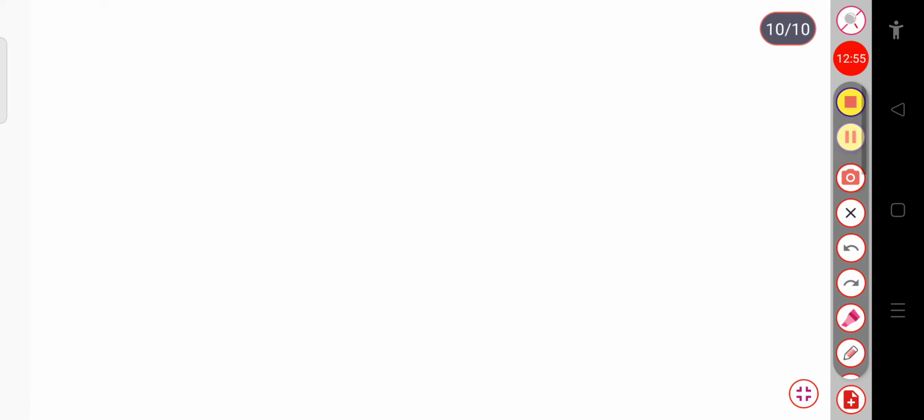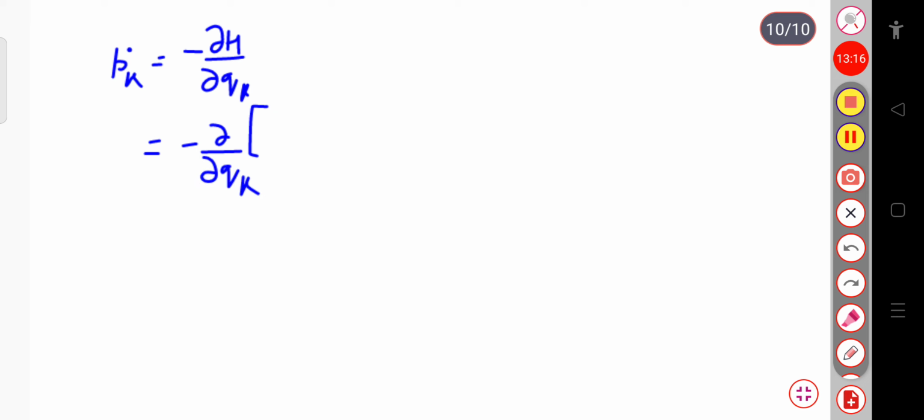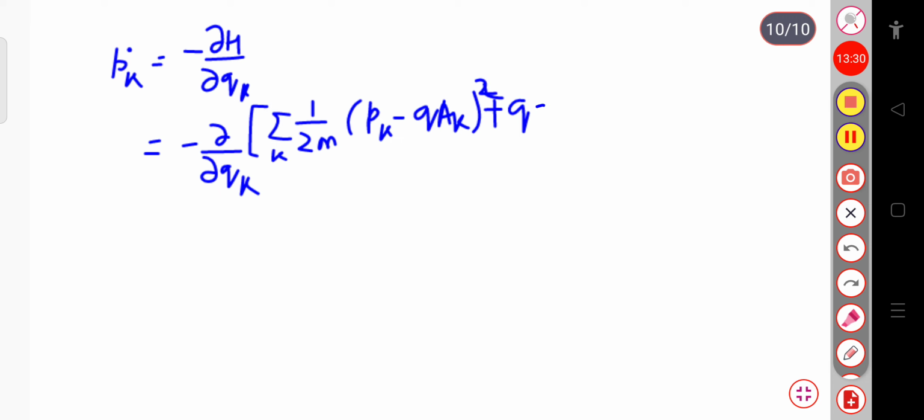Now we will calculate the other Hamilton equation, that is pk dot. So pk dot is equal to minus ∂H/∂qk. Again if I write the Hamiltonian, this is equal to minus ∂/∂qk of the Hamiltonian, which is just the sum over k of 1/2m, as we have just calculated, (pk − q Ak) whole squared, plus q φ. So this is the Hamiltonian for the charged particle when it is in the electric and magnetic field.